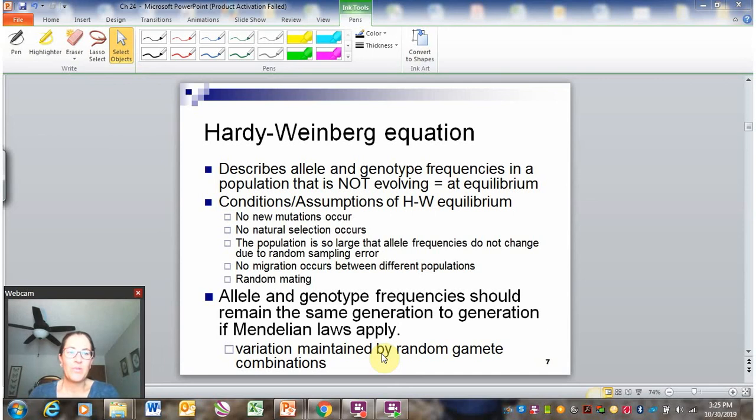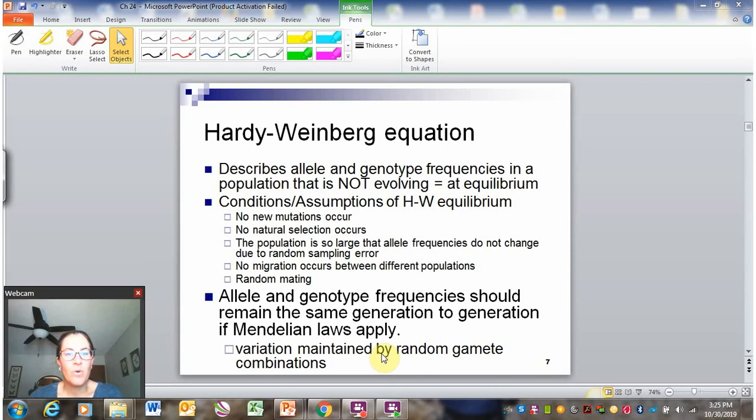One of the tools we use to understand population genetics is called the Hardy-Weinberg equation. It's an equation that describes the allele and genotype frequencies in a population that is not evolving. Okay, so not in big capital letters. We also call this a population that's in equilibrium. So sometimes we also call this Hardy-Weinberg equilibrium.